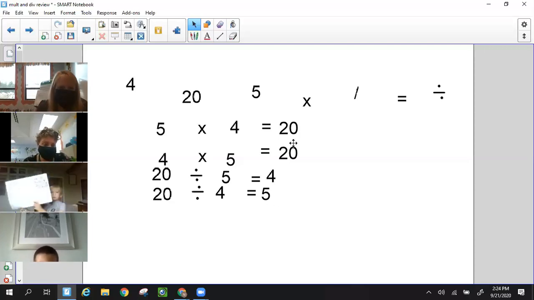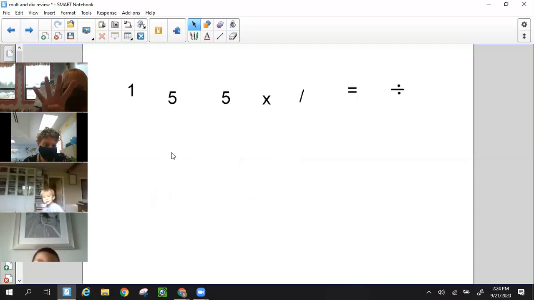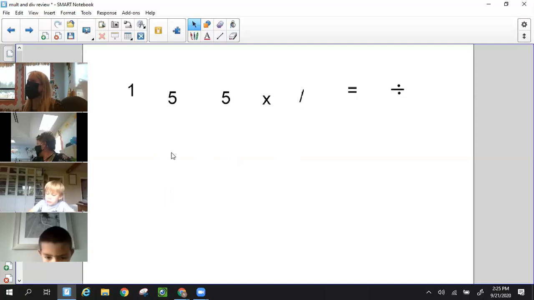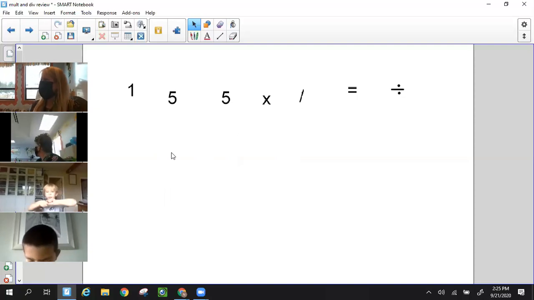Here's the next screen. See if you can come up with 4 equations, 2 multiplication, 2 division, that are in this fact family. Can you put them on my desk because the kids are washing hands like crazy? And thank you. That'd be perfect. Okay. Hold them up when you've got them.